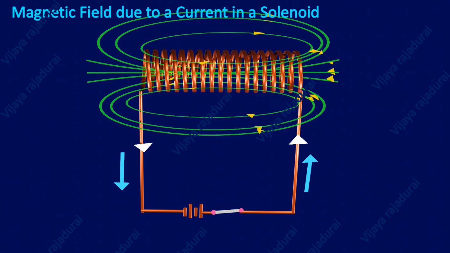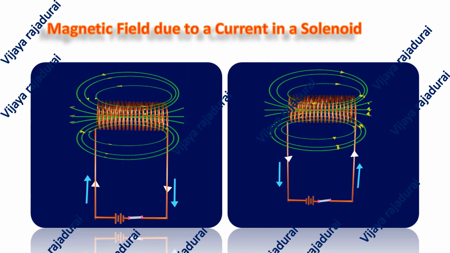Here also, as I said previously, the side where the current enters the solenoid will be south pole and the other side will be north pole. So we conclude a strong magnetic field is produced inside the solenoid when current flows into the solenoid. That magnetic field is parallel and uniform.